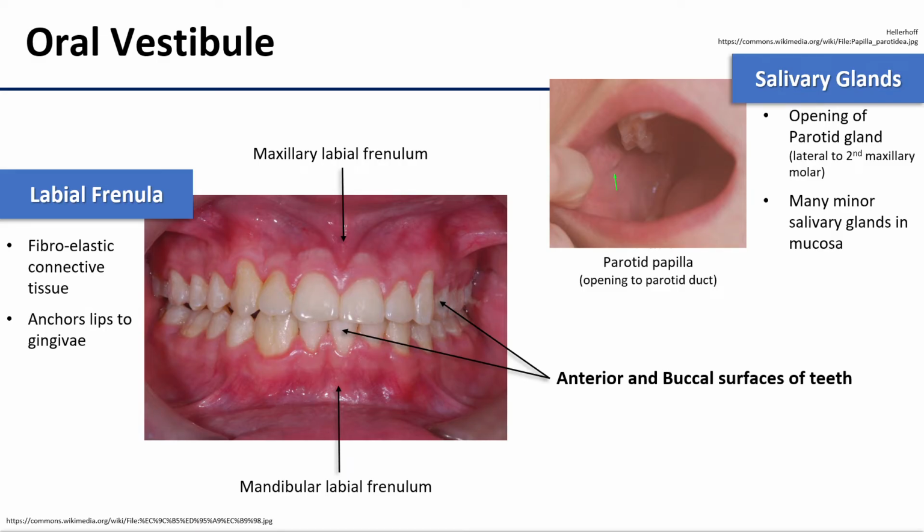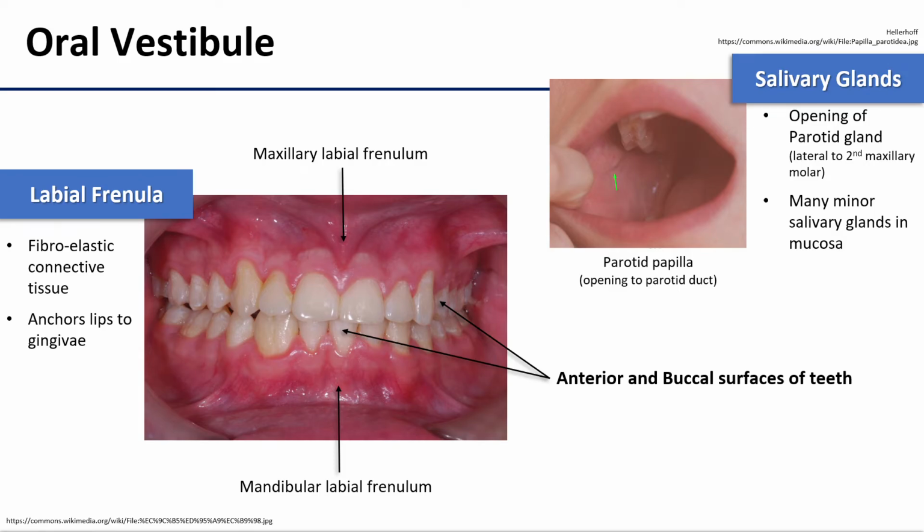These are embryological remnants, and they can actually be quite variable in size and prominence from person to person. Occasionally, they end up being so large that a person has what's considered to be a lip tie that limits the mobility of their lips, and on those occasions, they can be surgically reduced. The oral vestibule is also a site for saliva secretion.